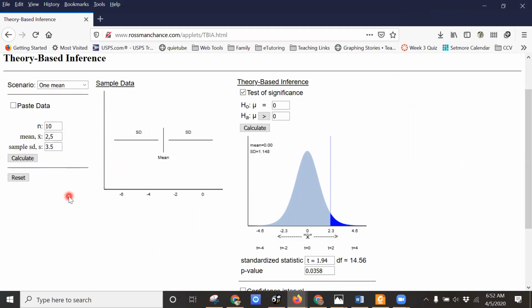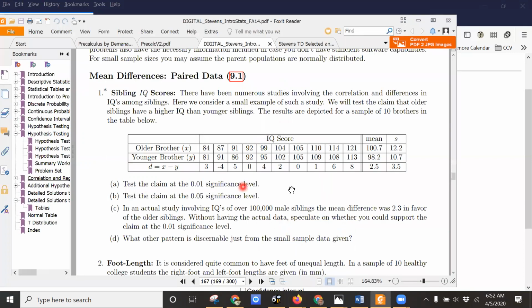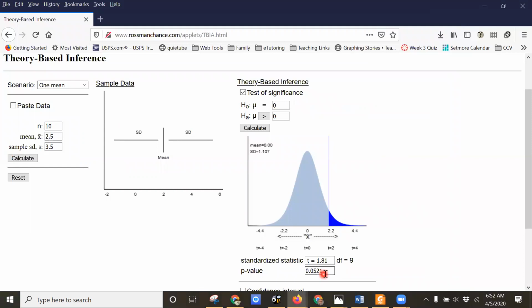Now this will do the standard error calculation for us. You don't have to worry about that. So there's my test statistic, and there's my p-value. What do they want us to do with this question? Test the claim at the 1% level. At the 1% level, this p-value is bigger than 1%, so we're going to fail to reject H0. The data doesn't support the claim that older brothers have a higher IQ on average than the younger brothers. And even at the 5% level, that p-value is bigger than 5%, so we fail to reject that also.